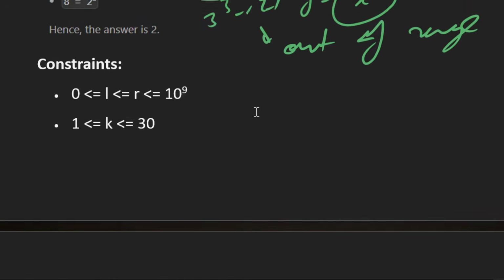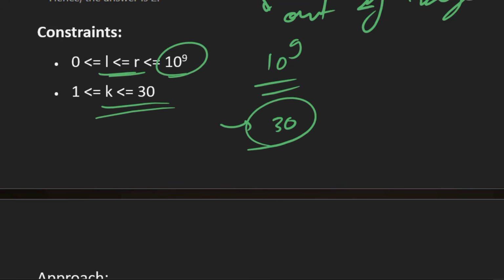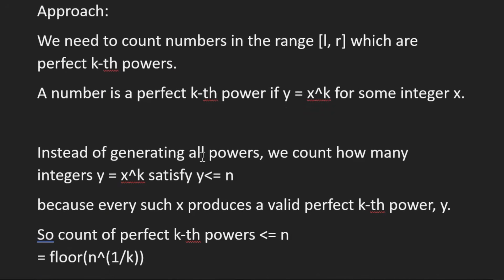So let's see the constraints. Our L and R can be up to 10 to the power 9, right? Our range can be up to 10 to the power 9 and k can be up to 30. So let's move to the approach part.